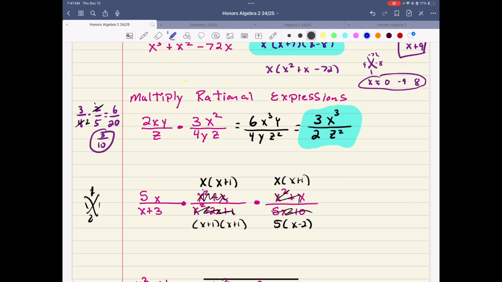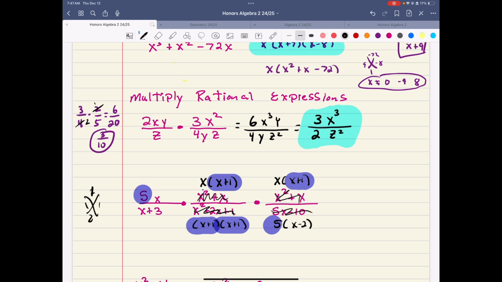So commonalities, I'm just going to highlight, and they're going to cancel each other out or become 1. So I've got an x plus 1 and an x plus 1. I've got an x plus 1 and an x plus 1. So those take care of each other. I've got a 5 sitting there and a 5 sitting there, so those are going to give us 1. So I think that's what we have.